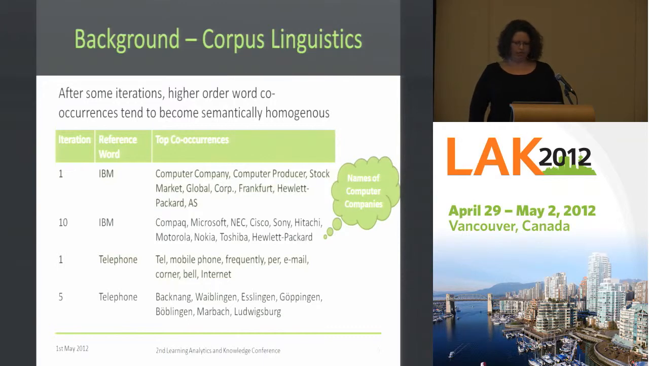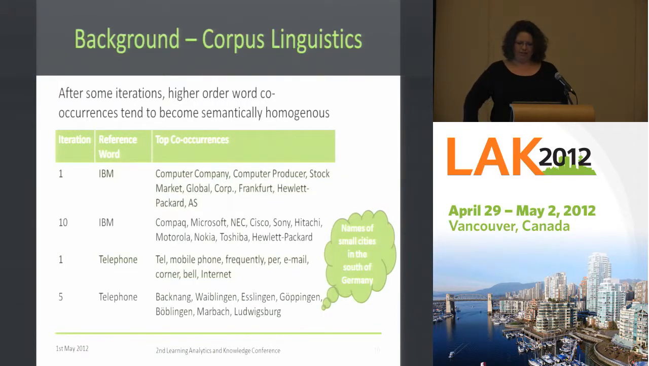The same we can do for telephone. The first order co-occurrences for telephone are mobile phone, frequently, email, corner, bell, internet. Here, after the 5th iteration, the clusters get stable. You most probably don't know that Backnang, Waiblingen, Esslingen, and so on are names of small cities in the south of Germany. So here we have as well a semantically homogeneous cluster. It is not related to the reference word, but it is semantically homogeneous.